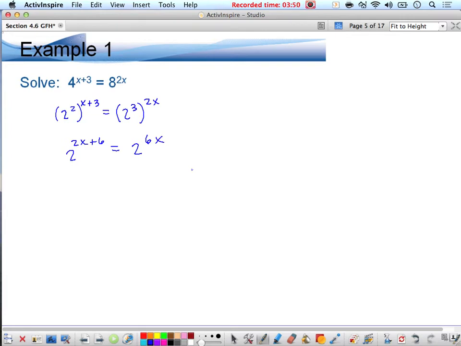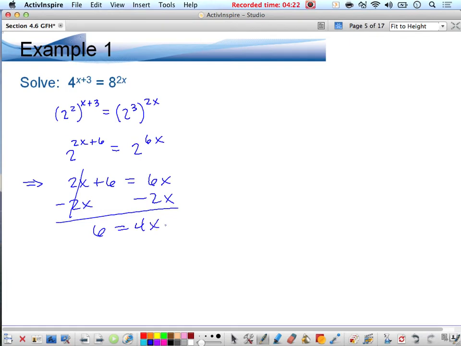Did everybody follow what we did there? Because 4 and 8 can both be rewritten with base 2. 2 squared is 4, 2 to the 3rd is 8. We did that, we distributed our exponents, and now we know that it must be true that which two things are equal? 2x + 6 has to equal 6x. We know that's true once the bases are the same. We know the exponents are equal. Then you just solve it very quickly. You have 6 = 4x. Divide by 4. So it looks like x must equal 3/2.